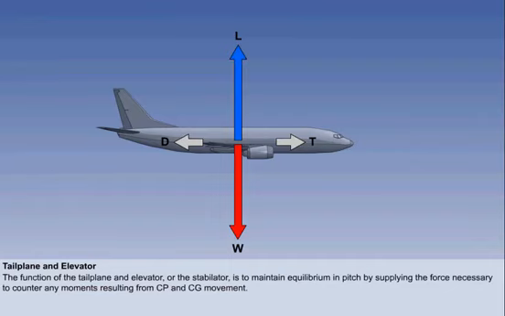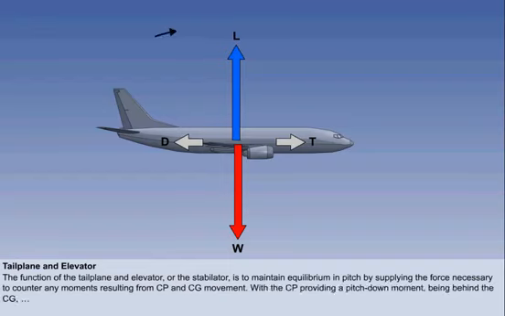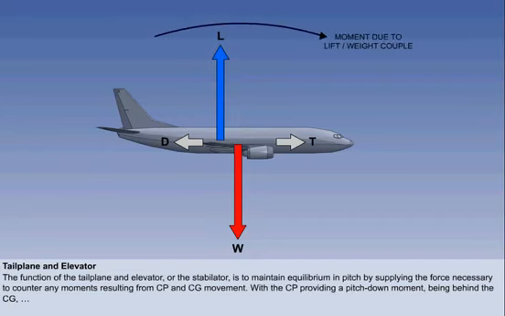The function of the tailplane and elevator, or the stabilator, depending on the design, but referred to generally as the tailplane for simplicity, is to maintain equilibrium in pitch by supplying the force necessary to counter any moments resulting from CP and CG movement. With the CP providing a pitch down moment being behind the CG, the tail surfaces must provide a down force.